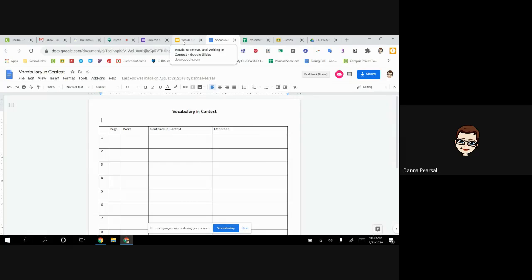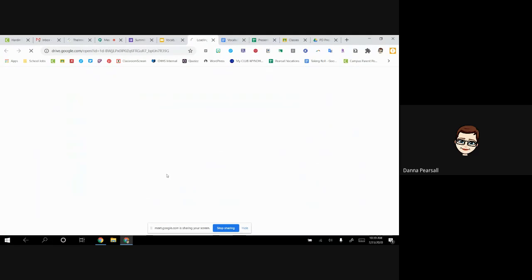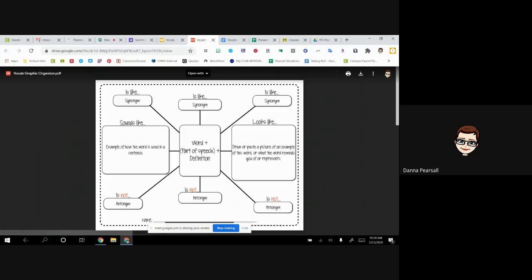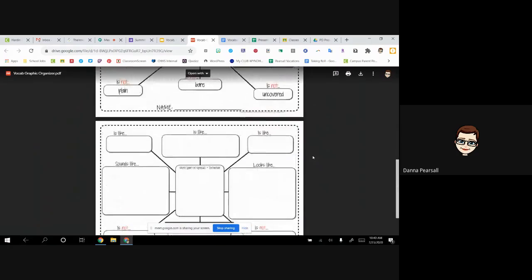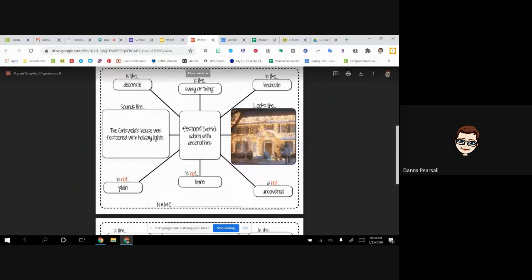So you would have the words, and then I would just choose one word, just one out of all of them to assess. Students would still have to know all of the words and still have to be able to define all the words because they don't know which word I would choose, for example. And then I would give them something like this graphic organizer. So I would put the word in the middle.